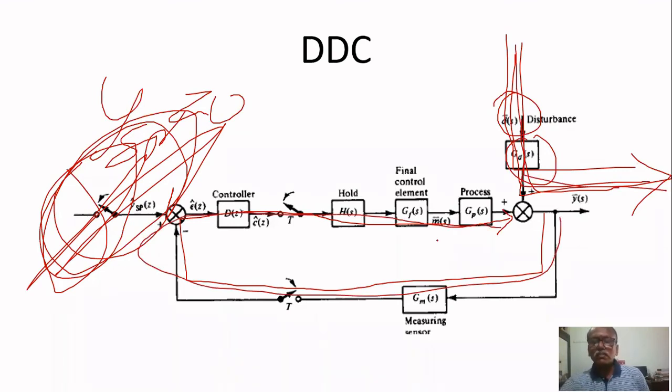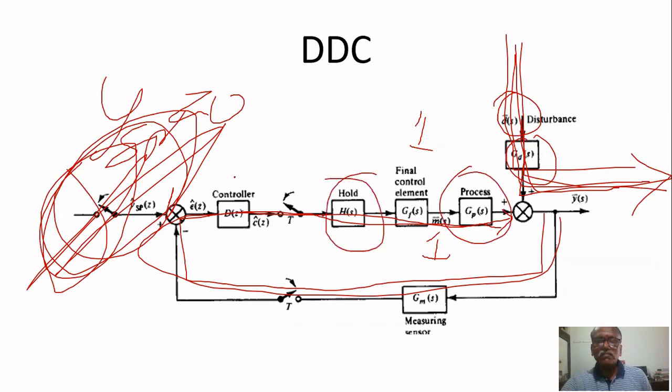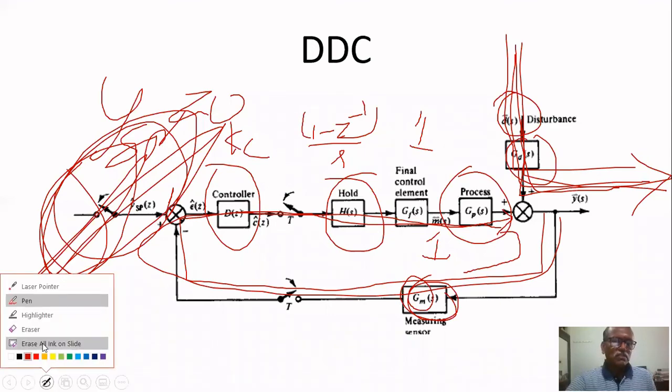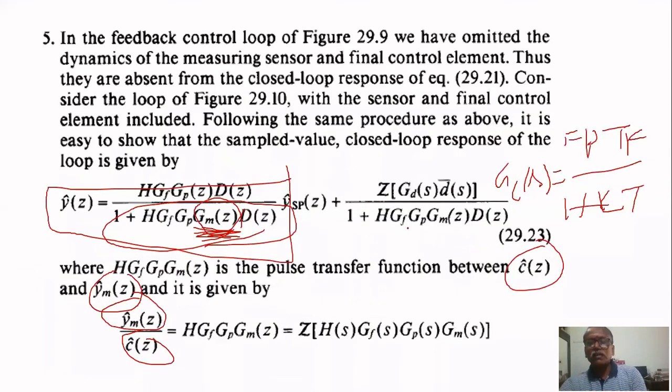Therefore, this is equal to 1, I already said. This is equal to 1. This final control element is also equal to 1. This is given. This is given. This is given. This is KC. And the hold circuit is 1 minus z power minus 1 by s, or 1 minus e power minus ts by s. This is also given. So you will get this is 1. This is also equal to 1. So you will get the closed loop response for this disturbance like this.